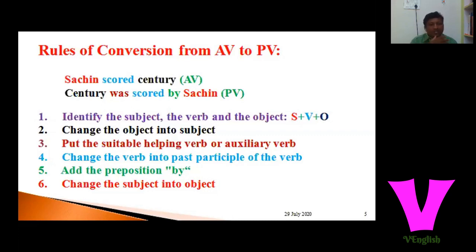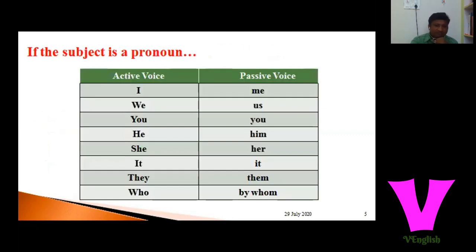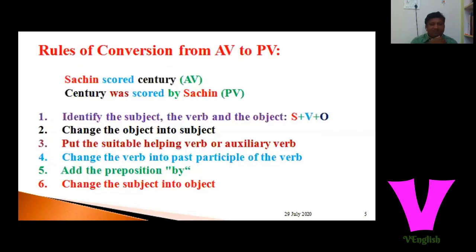This is the last rule. Dear students, you have to follow these 6 rules while converting a sentence from active voice to passive voice. One more important thing, my dear students: observe the previous slide, "Sachin scored a century." In the place of Sachin, I want to write a pronoun.